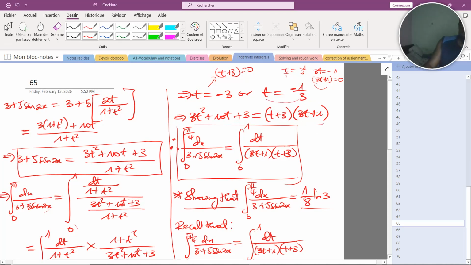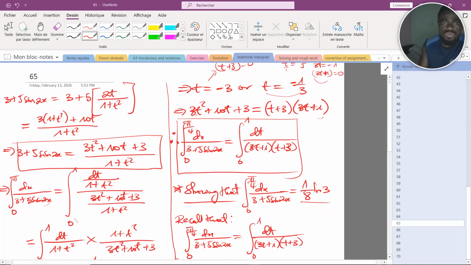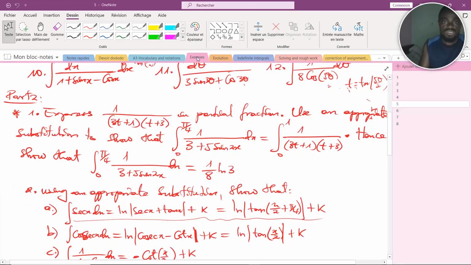You understand? Okay. So we basically now have that this is equal to this times this. Is that okay? Now, we can conclude that the integral from 0 to pi on 4 of dx all over 3 plus 5 sine 2x is equal to what? The integral from 0 to 1 of dt all over 3t plus 1 into t plus 3. So we have already proven it. This is the question that was asked of us. We were supposed to prove this. So we have already proven it.